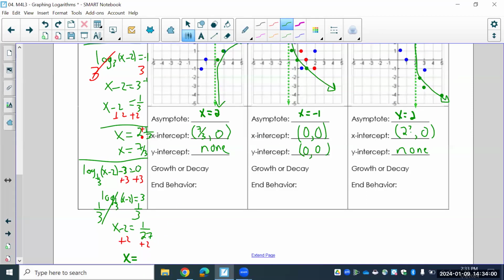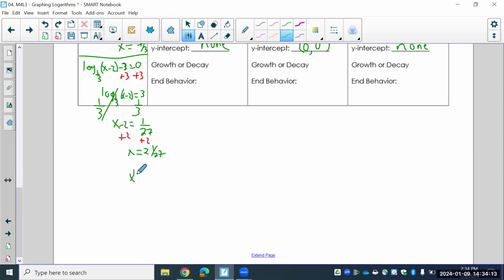So x is equal to 2 and 1/27, forgive me. To do that, what I would do is multiply 27 times 2 and add 1. 27 times 2 is 54, so you get 55/27, or 2 and 1/27.